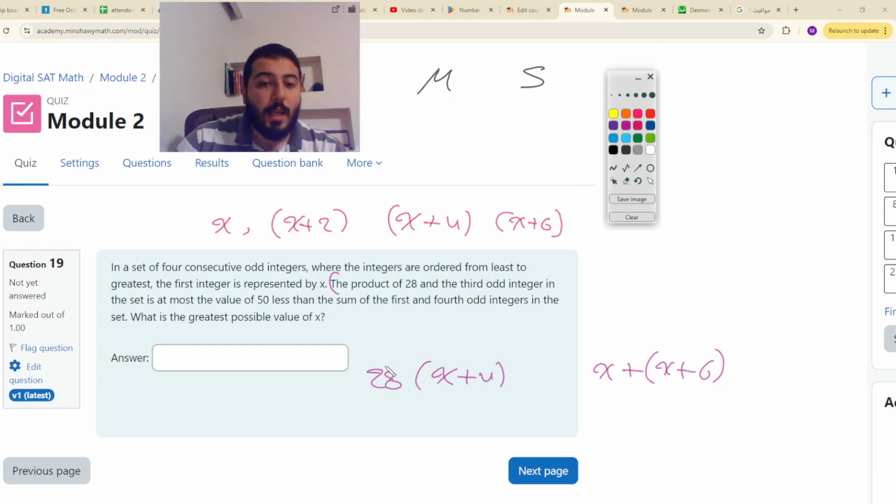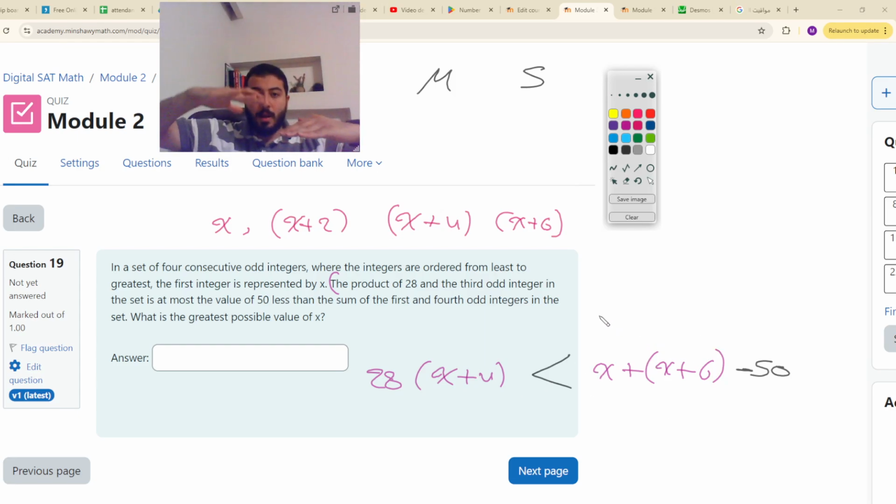So here it says at most. The value is at most the value of 50 less than the sum. So if we remove the 50 from here, this one is still less than. We remove the 50 from the bigger, and it is still bigger or equal. Okay, so what is the greatest possible value for x?